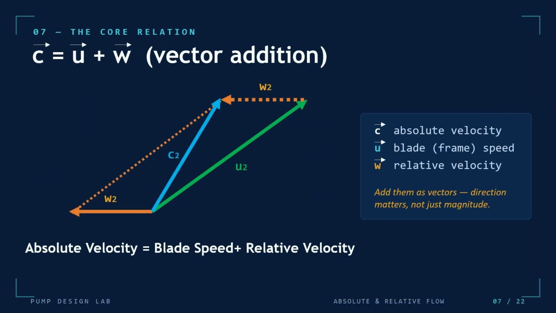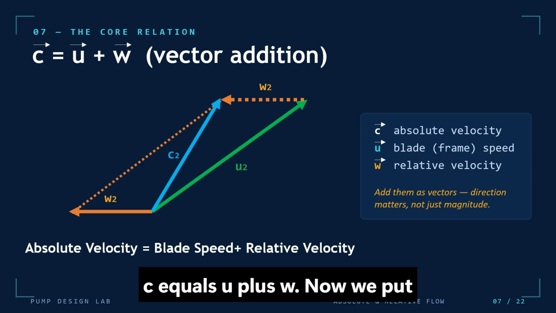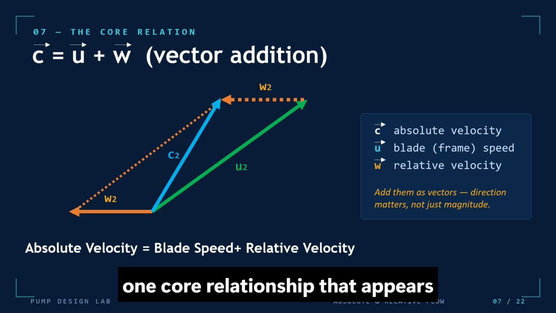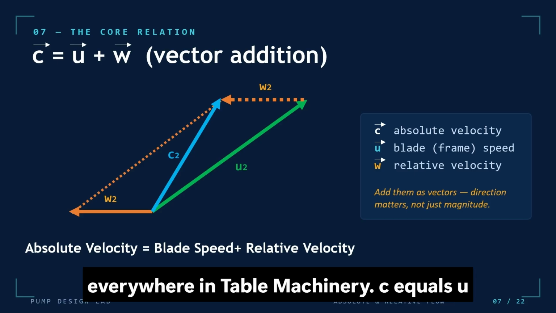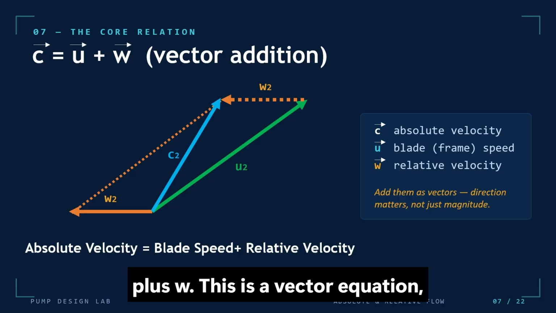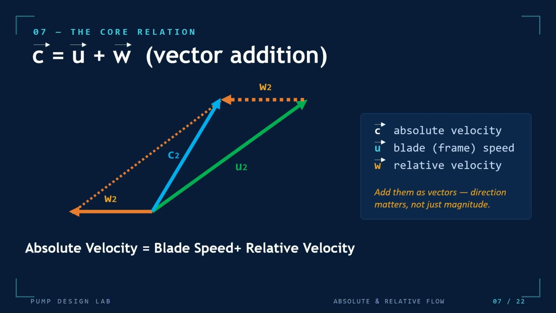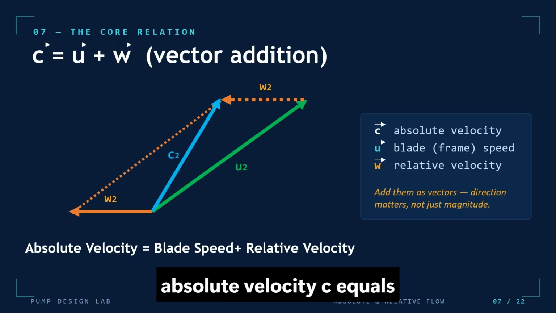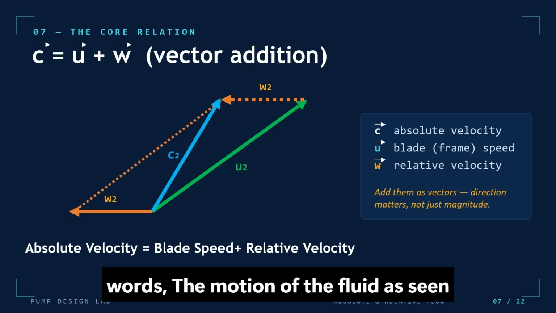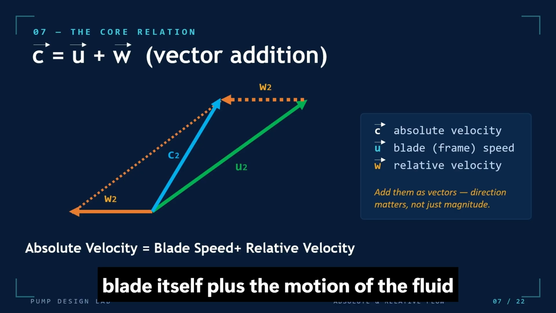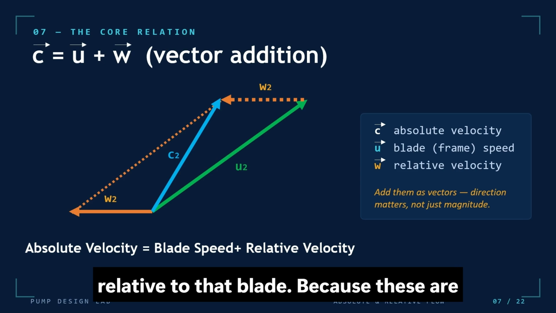Core relationship, C equals U plus W. Now we put these three velocities together. There's one core relationship that appears everywhere in turbomachinery: C equals U plus W. This is a vector equation, not just a scalar sum. It says absolute velocity C equals blade or frame speed U plus relative velocity W. In other words, the motion of the fluid as seen from the casing equals the motion of the blade itself plus the motion of the fluid relative to that blade.